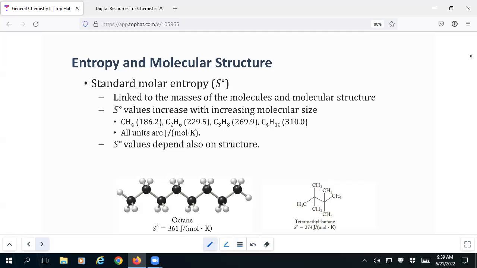Molecular size, molar mass. Now we took a look at this in chapter 6. We were looking at intermolecular forces and ranking things like London dispersion forces. Increases in molecular complexity, molecular size, are going to come with increases in entropy. So as we go from methane to ethane to propane to butane, we will see that as we add that extra carbon onto the chain, our entropy values are getting bigger as we go.